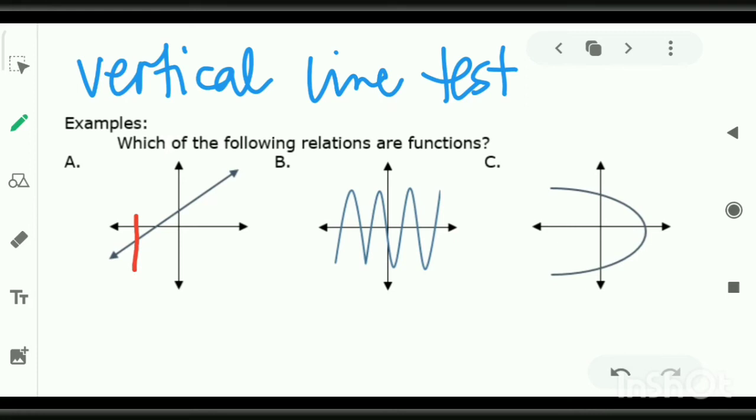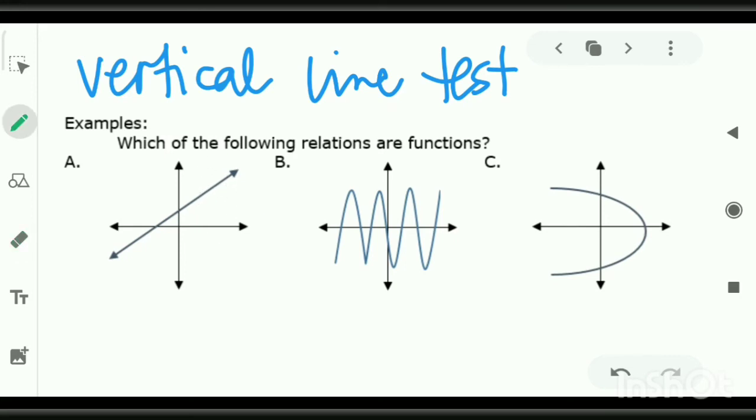Now, it intersected with the graph only once. So, that's still good. Next, if we draw the vertical line at a different place or a different portion of the graph, let's see. So, it still intersects with the graph only once. And if we draw the vertical line somewhere else, let's say here, it still intersects with the graph only once.